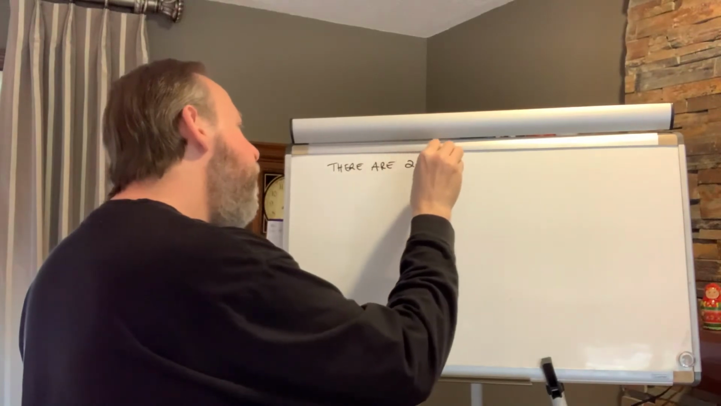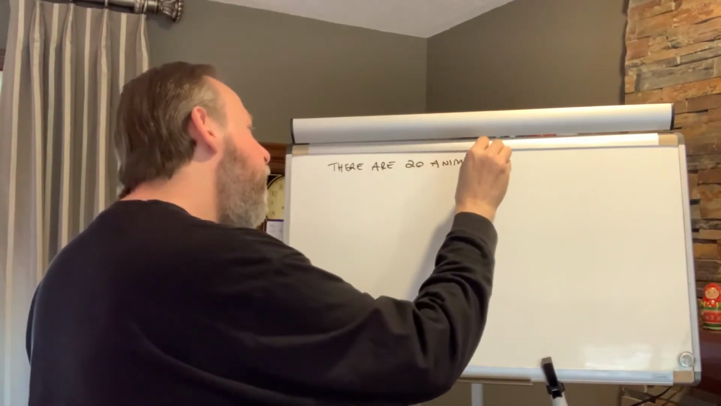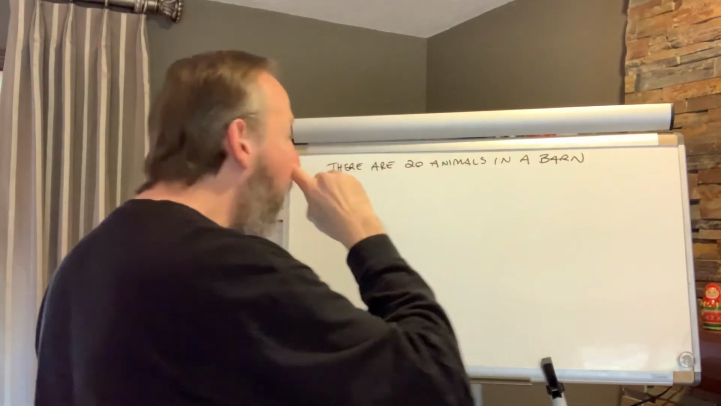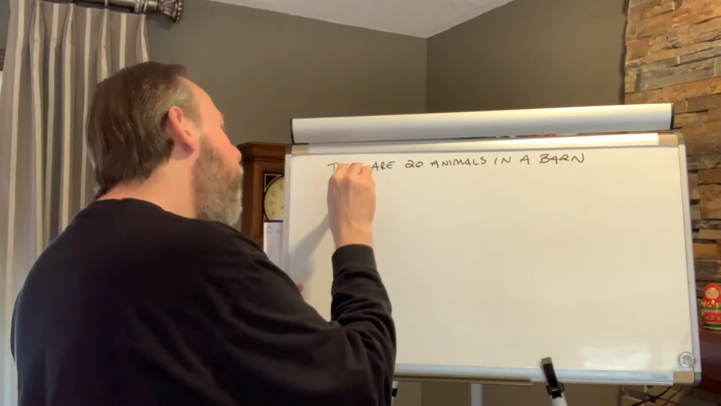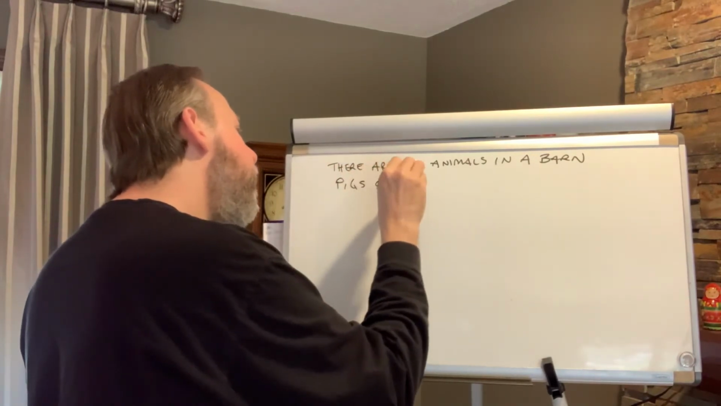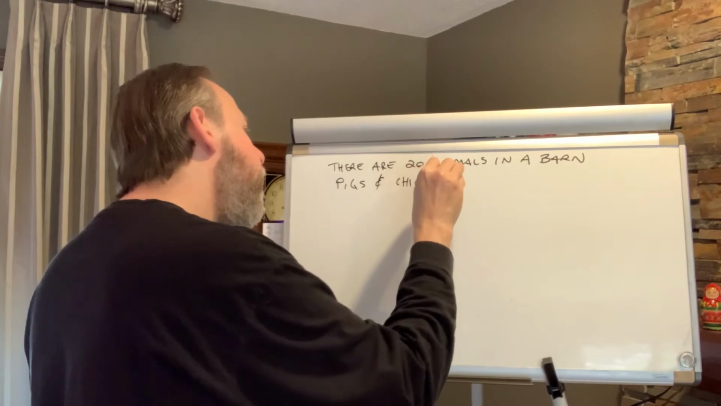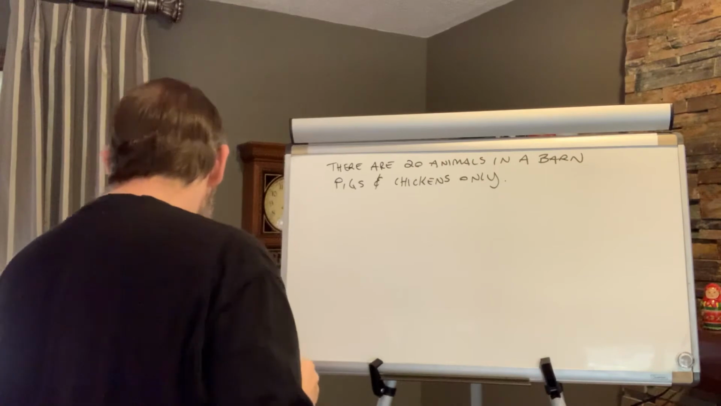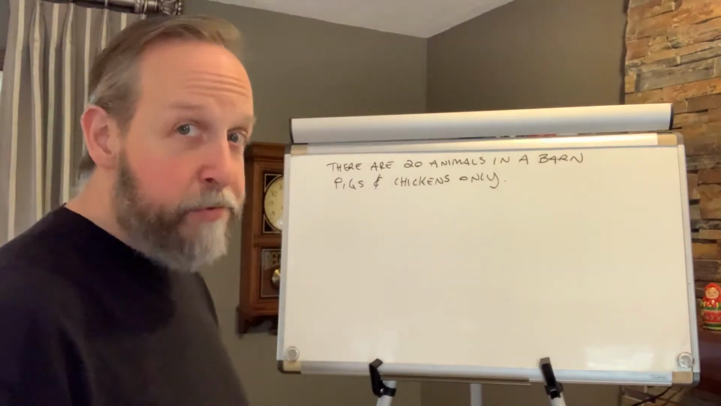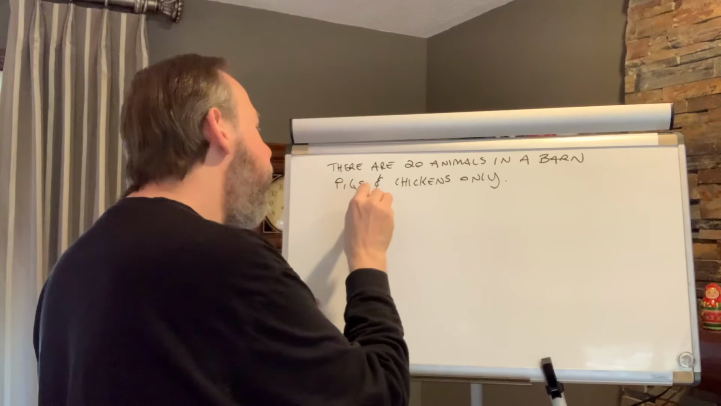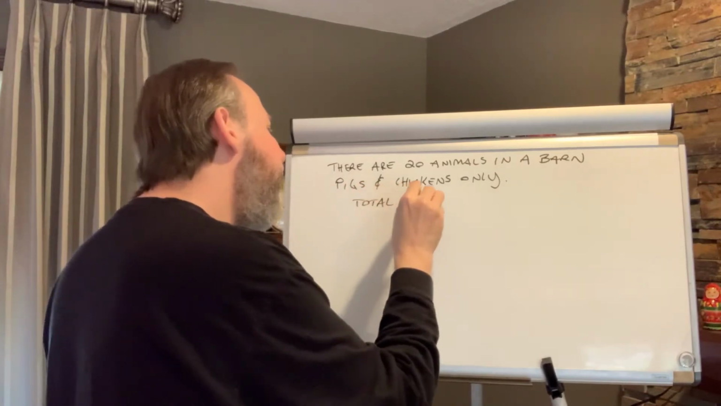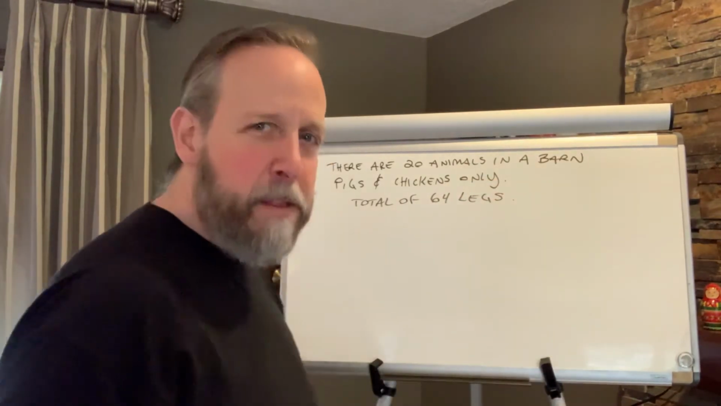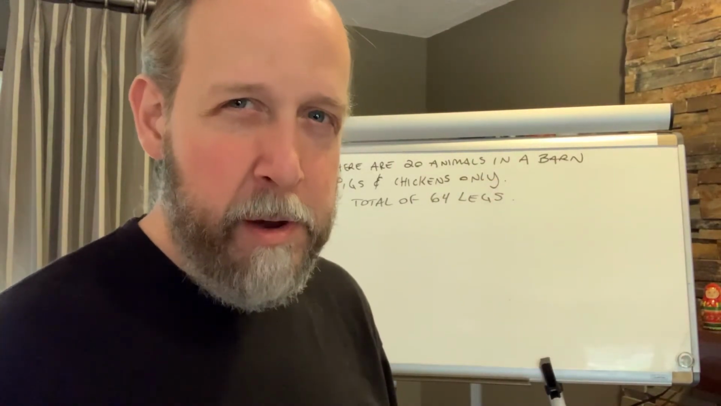There are 20 animals in a barn. They are made up only of pigs and chickens. And one little piece of info, it's rather important. There's a total of 64 legs. How many of each animal are there?